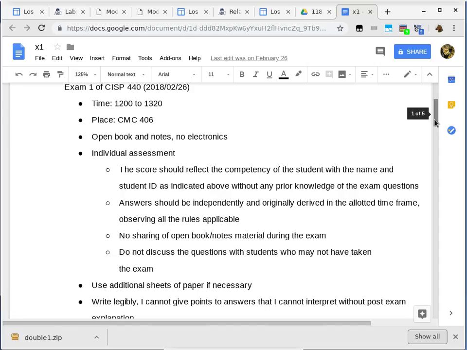Okay. Use additional sheets of paper if necessary. So this is a big hint to those of you who think, okay, I might actually cross out a whole section of answers and I need some additional pieces of paper to write the actual correct answer. So bring paper with you. You can use binder paper, plain paper, or graph paper, as long as it is not too wrinkled up, it's okay.